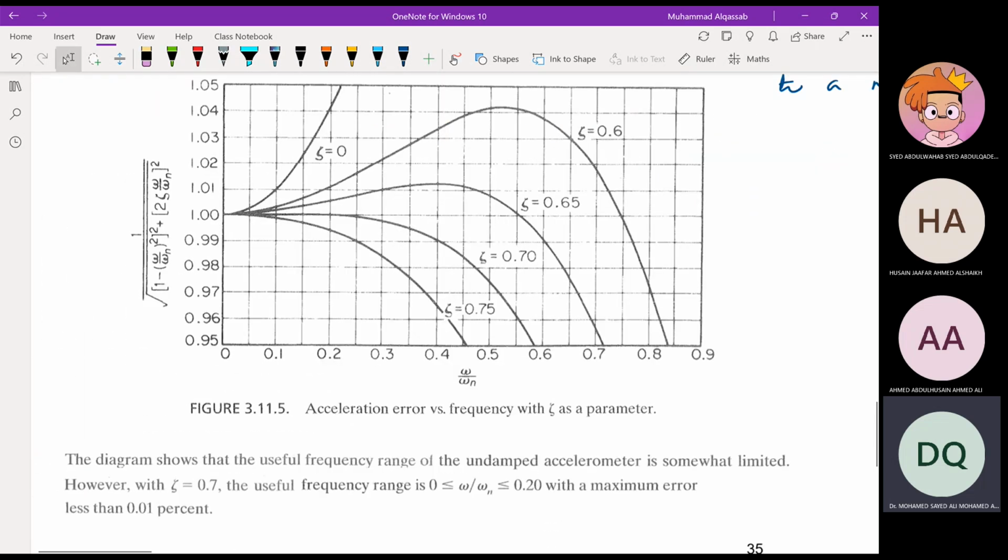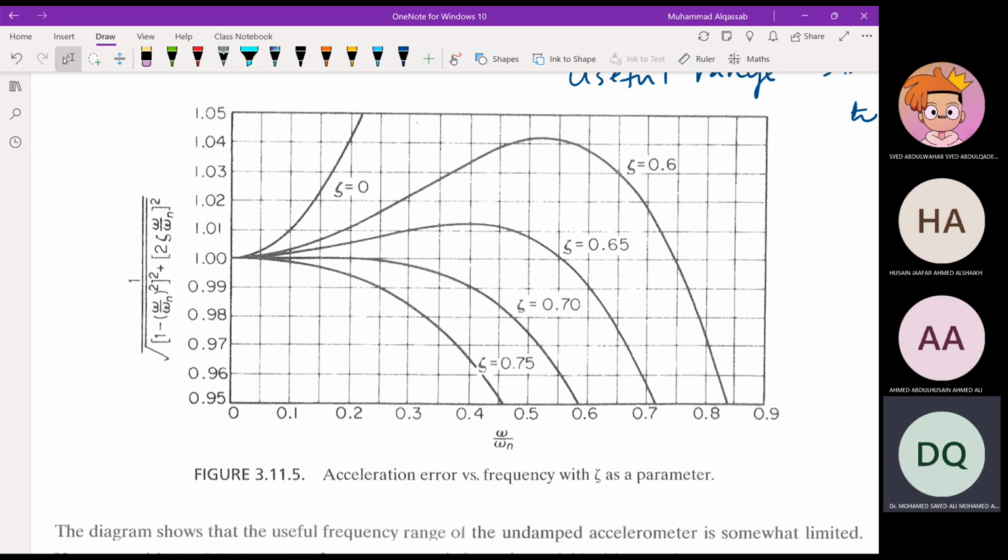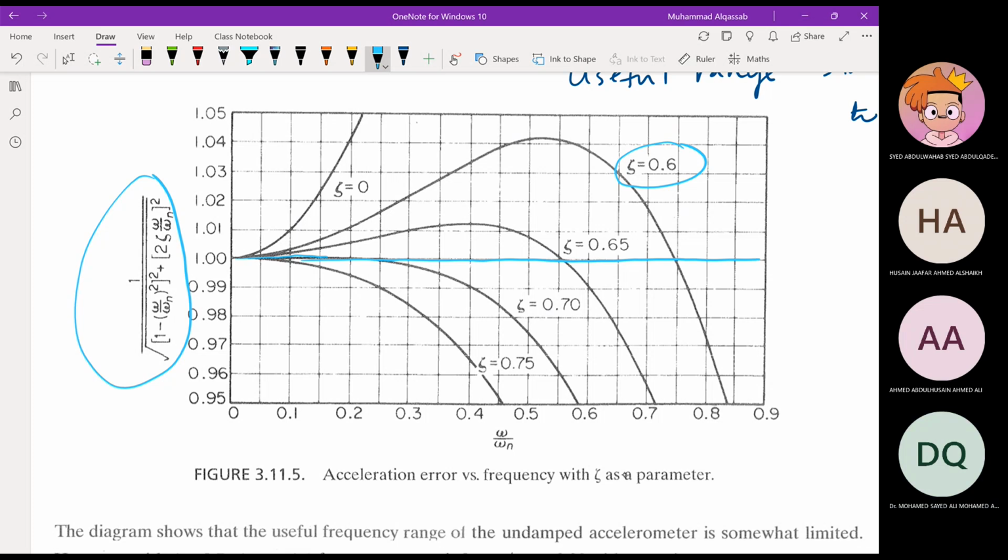So here is the plot of the error factor for different values of zeta. We will use the error factor to calculate the maximum error. Now you can see that when the error factor is equal to 1, which is this line, the error is 0. For example, for zeta equal to 0.6, the error is 0 at this point, only at a specific value.